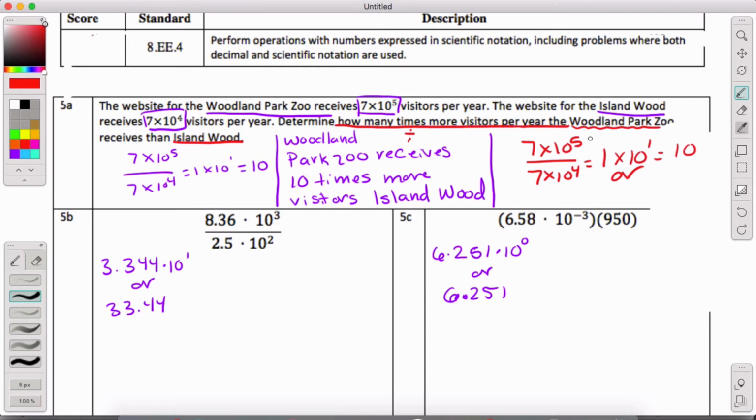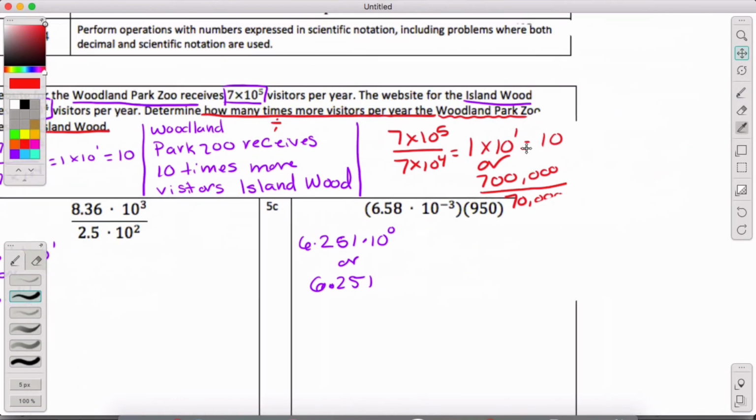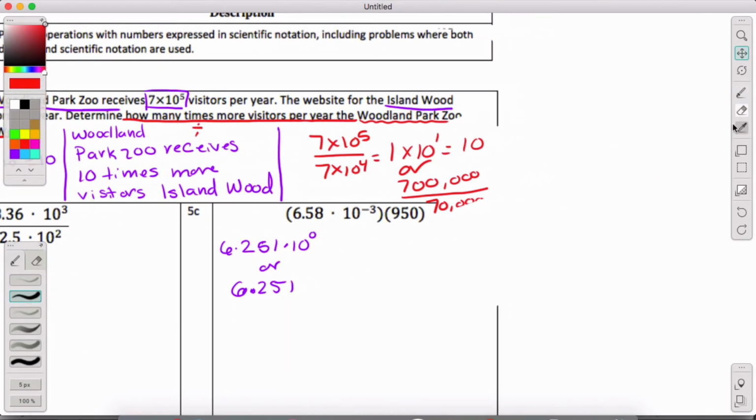Or you could actually put these in expanded form and then divide. So 7 times 10 to the 5th power is 700,000 divided by 70,000. And if you just plug that into your calculator, you'll get 10. Which means that Woodland Park Zoo has 10 times more visitors than Islandwood.